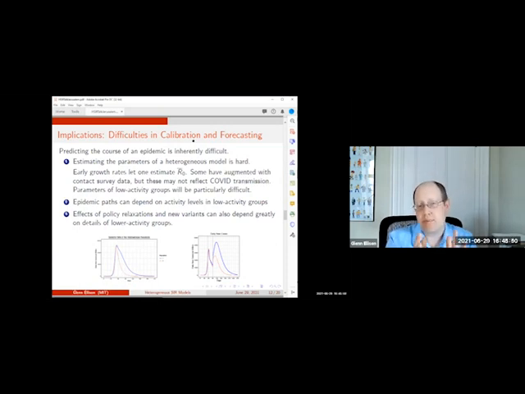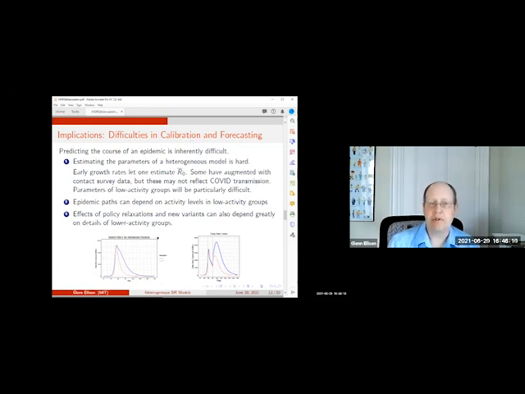Again, you can do this in proportion to cell phone activity, but it's very hard to get a good COVID measure. The parameters of those less active groups are particularly difficult because not so many people in those low activity groups get COVID. Therefore, it's hard to know, are they 0.9 people or are they 0.3 people? How active are the less active? And epidemic paths, it turns out, can depend on the activity levels in these less active groups, who are only a small fraction of the COVID cases early on.